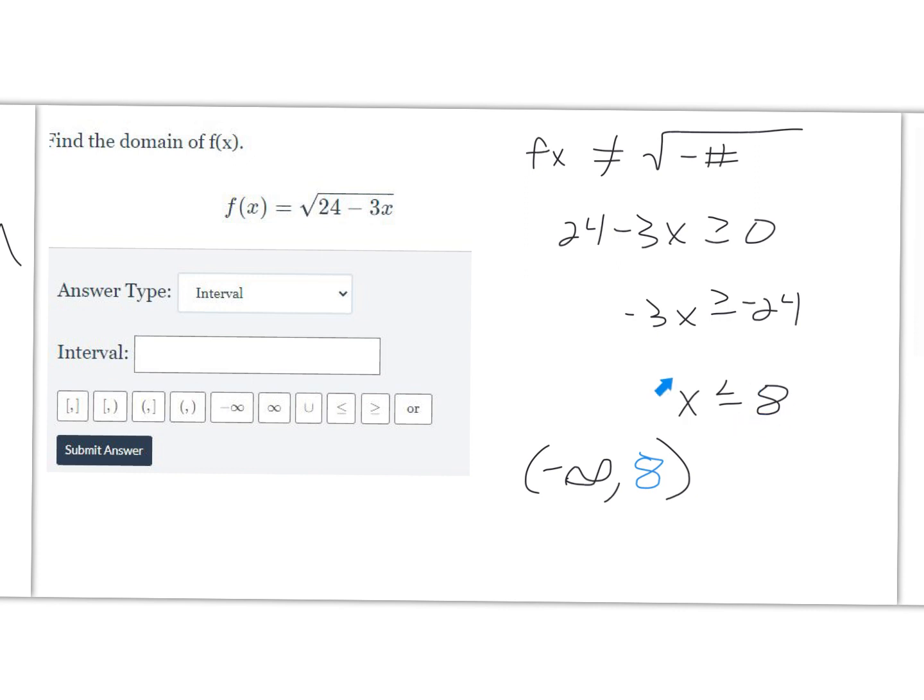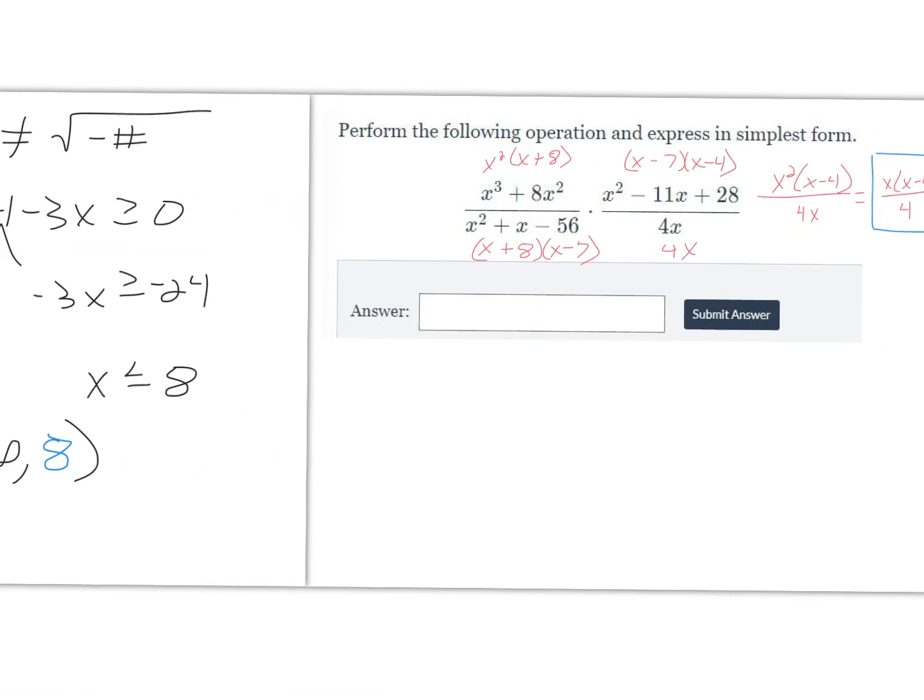So we know that our x value has to be less than or equal to 8 if we're going to get a positive value under the radical. So it's from negative infinity to 8 is how we would answer it in interval notation, or we could just say x less than or equal to 8. All right, now let's keep taking a look.